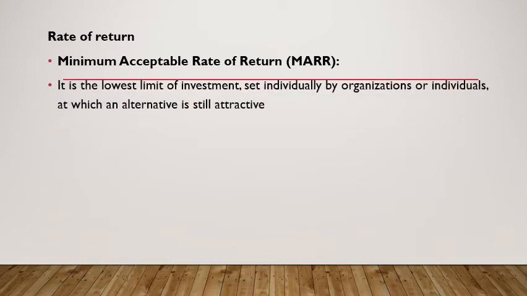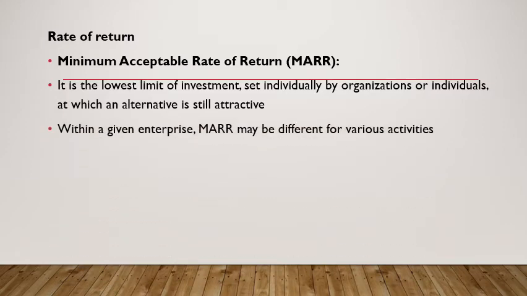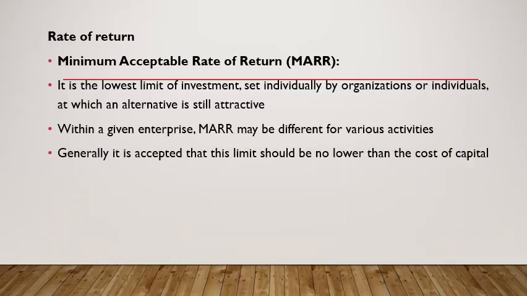What is that minimum acceptable rate of return? This is the lowest limit of investment. See, below this particular rate of return, the organization or the individual will not see an alternative as attractive. So MARR could be different for different activities, that is for sure. But if any asset or any investment attracts less than MARR, then I am not going to select that particular investment. That investment is not opted by me. That is the meaning of MARR, minimum acceptable rate of return.